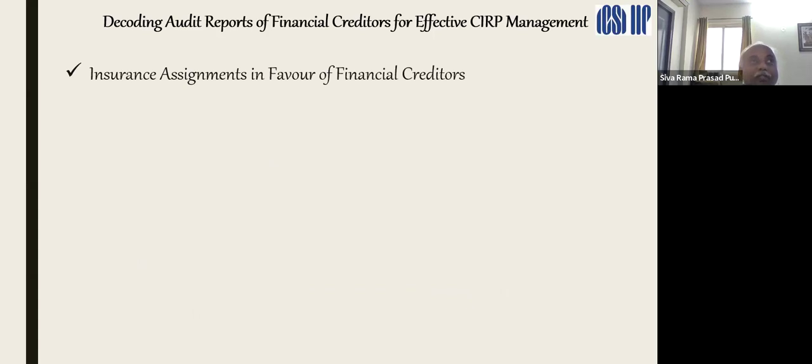Insurance assignment in favor of the financial creditors. So here, whenever the insurance policies are there, the insurance assignments are in favor of the financial creditors. So you have to change that one. Once any claims are there, the claims are directly credited to the loan account of the bank.